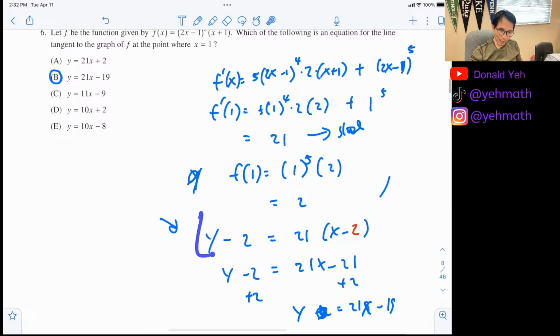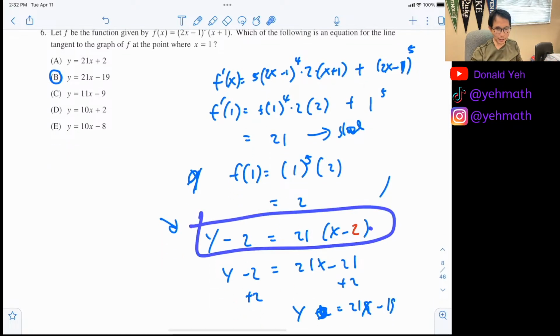Now, y minus y1 equals m times x minus x1. This is the equation of the tangent line. Remember, there's a question after that that asks for an approximation. Just plug in the new x value here and you can get an evaluation.